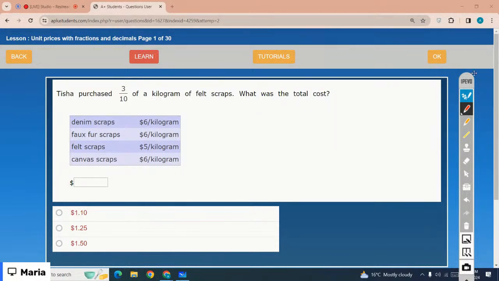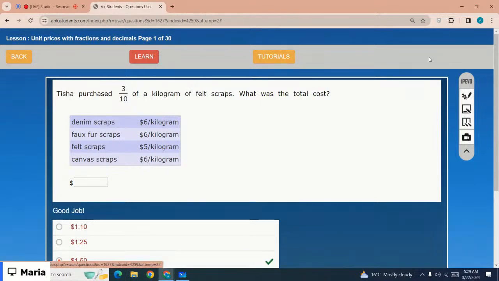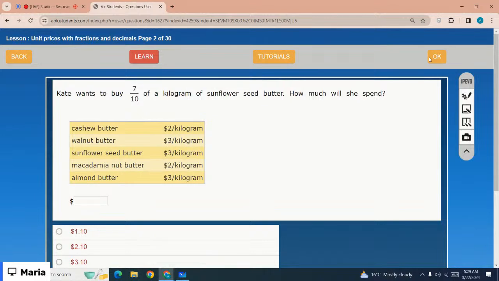Okay, let's just move on to the next one. Kate wants to buy 7/10 of a kilogram of sunflower seed butter. How much will she spend? So which is the correct option?